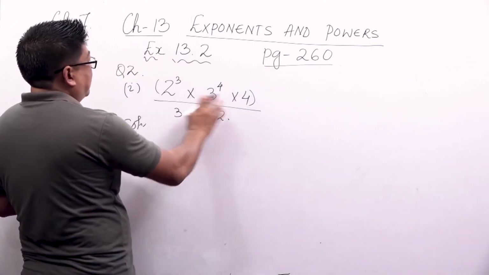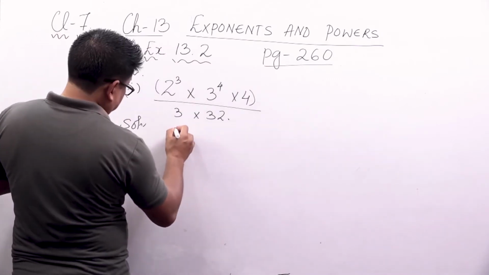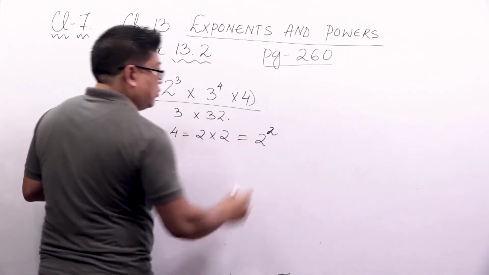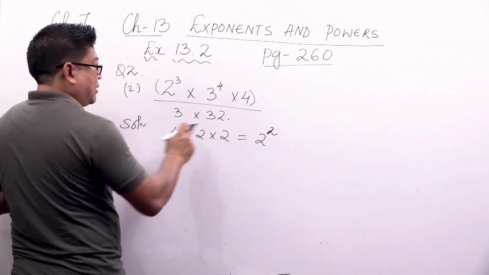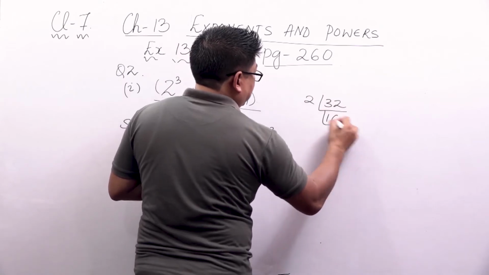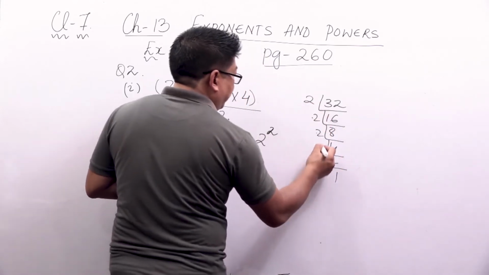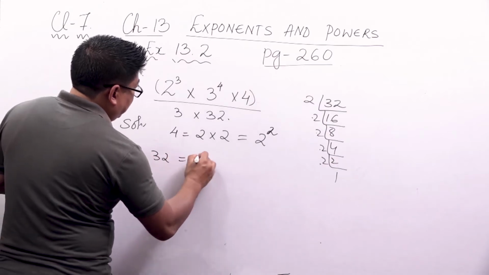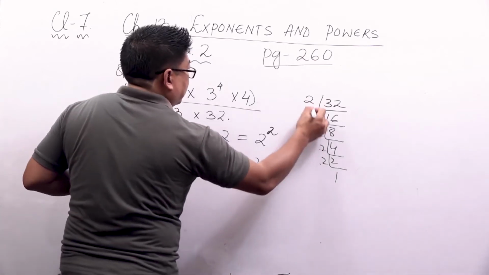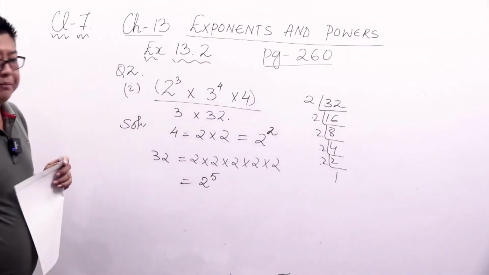So let us look at all this: 2, 3, 4. 4 we can write as 2 into 2, isn't it? And this 2 into 2 can be written as 2 to the power 2, right? Because 2 is being multiplied 2 times. 32, let's do this also. 2 into 2 into 2 into 2 into 2, that is 5 twos. So this can be written as 2 to the power 5, right?